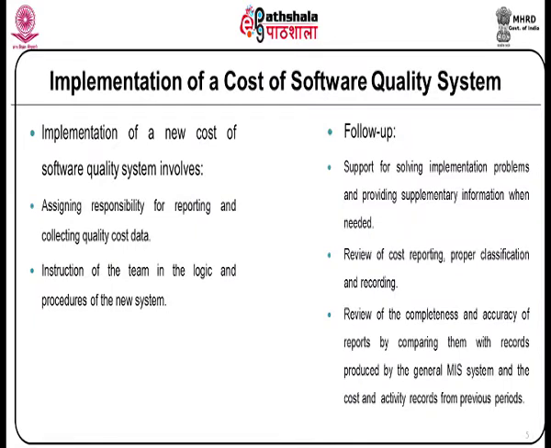Implementation of a cost of software quality system. Here, implementation of a new cost of software quality system involves assigning responsibility for reporting and collecting quality cost data, instruction of the team in the logic and procedures of the new system, follow-up, support for solving implementation problems and providing supplementary information when needed, review of cost reporting, proper classification and recording, review of the completeness and accuracy of reports by comparing them with records produced by the general MIS system and the cost and activity records from previous periods.